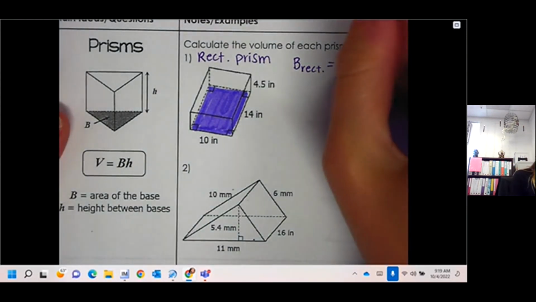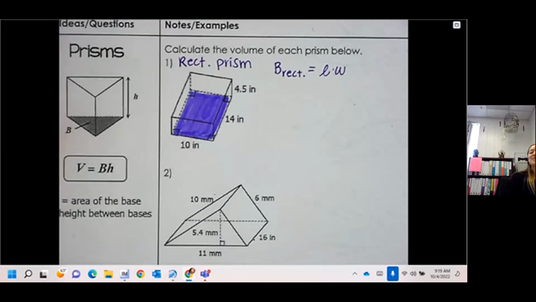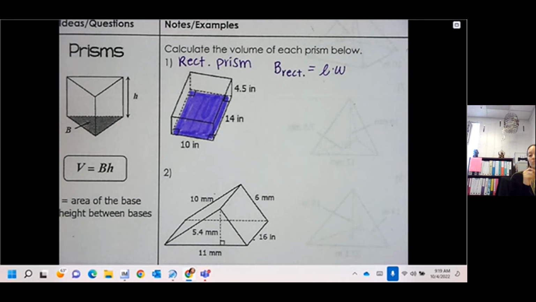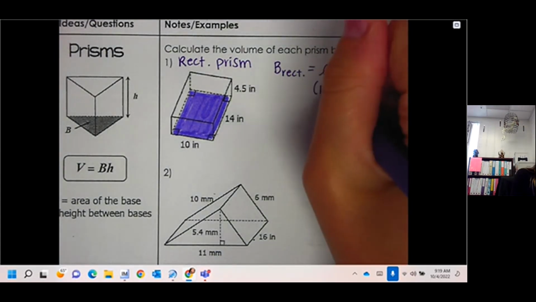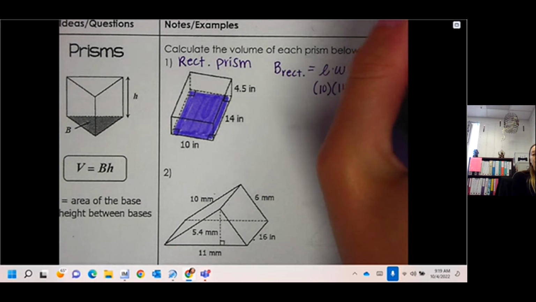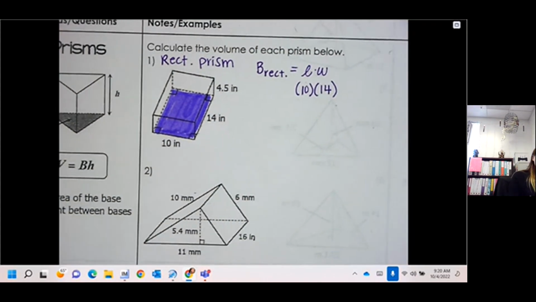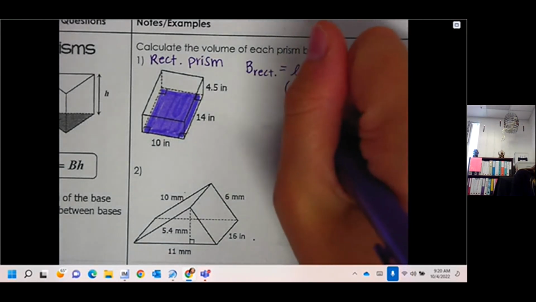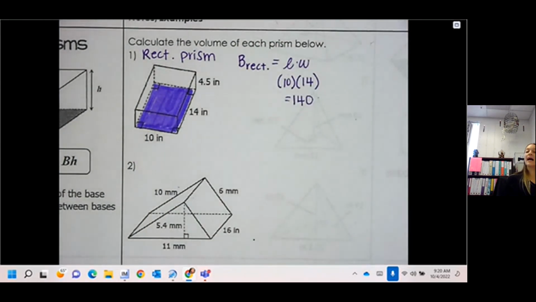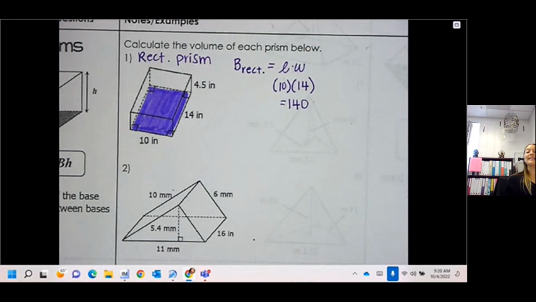Length times width. And what's the length and width of just the purple rectangle, nothing else? 10 and 14. Just that base shape, just the rectangle. The length is 10, the width is 14. Okay, great. So we're going to multiply those two together. 10 times 14 gives me 140. Good. And then the last thing we need to do is identify the height of our prism.